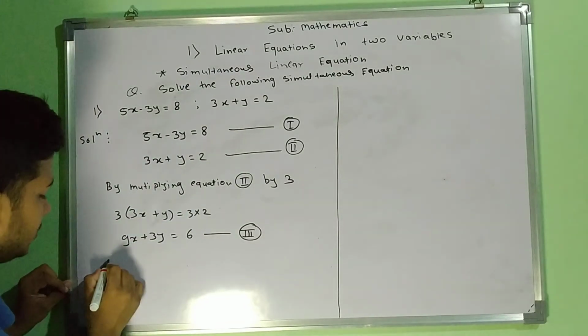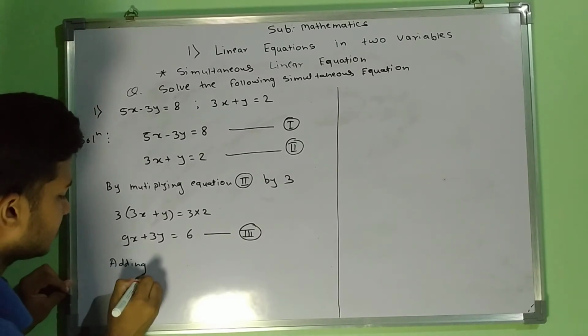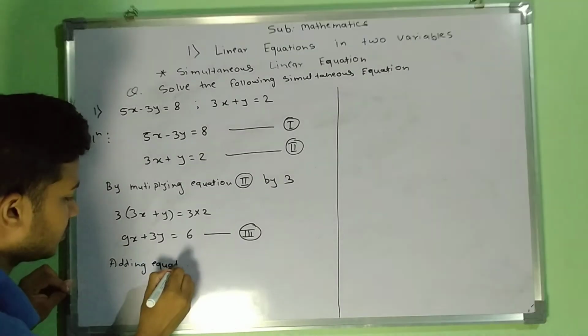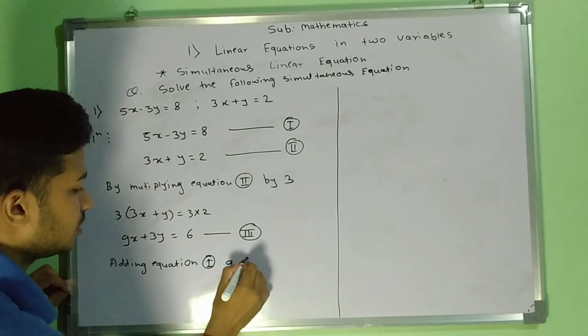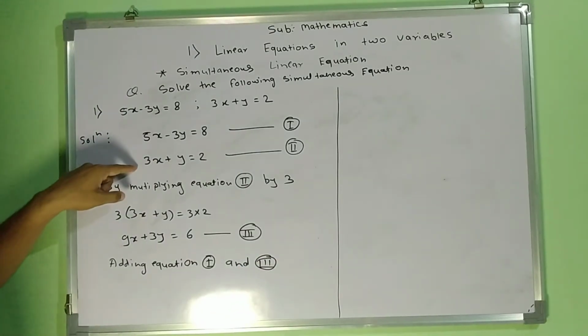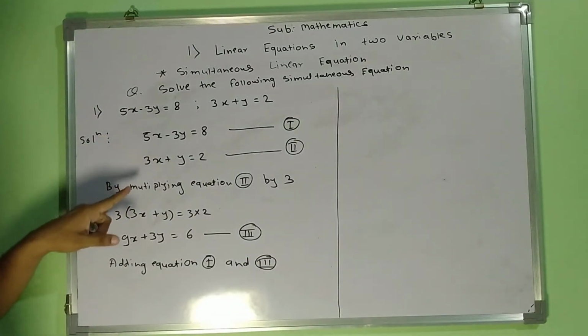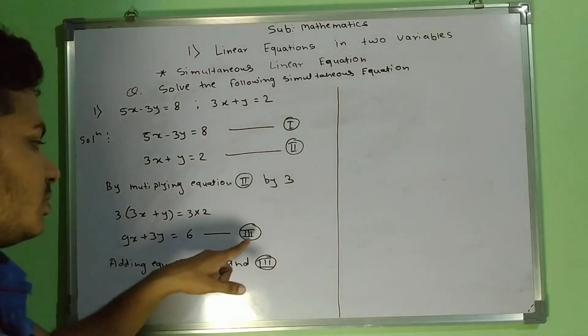Now after adding 1 and 3. Here we will not use equation number 2. We have multiplied equation number 2 by 3. So now after that we will use equation number 3 only.